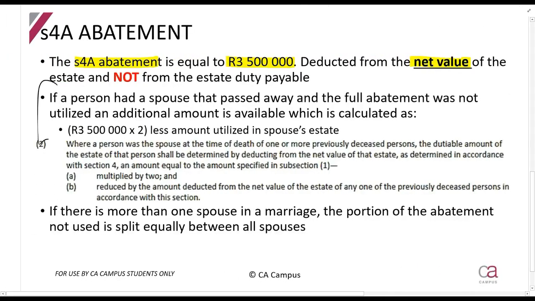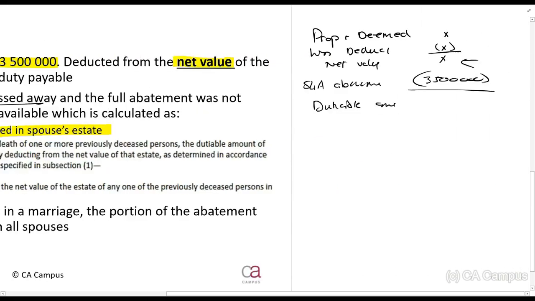If you had a spouse that passed away before you, then the abatement that you get is 3.5 million rands times 2, so your spouse's abatement, less the amount which your spouse used. Okay, so let me explain to you what this means, practically where this comes from.